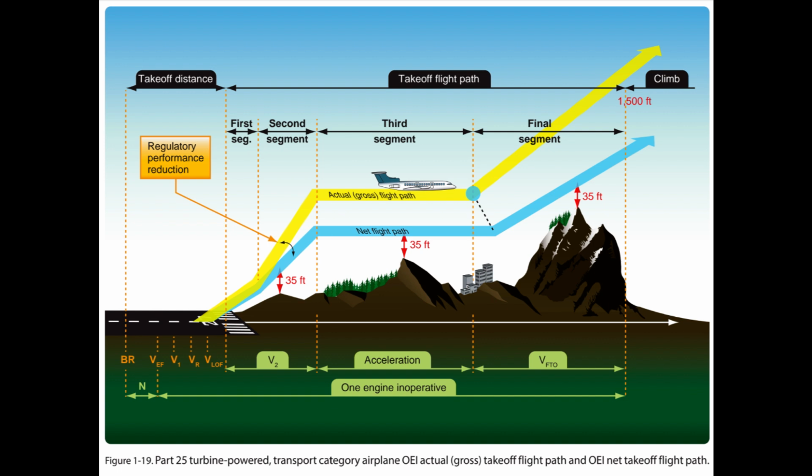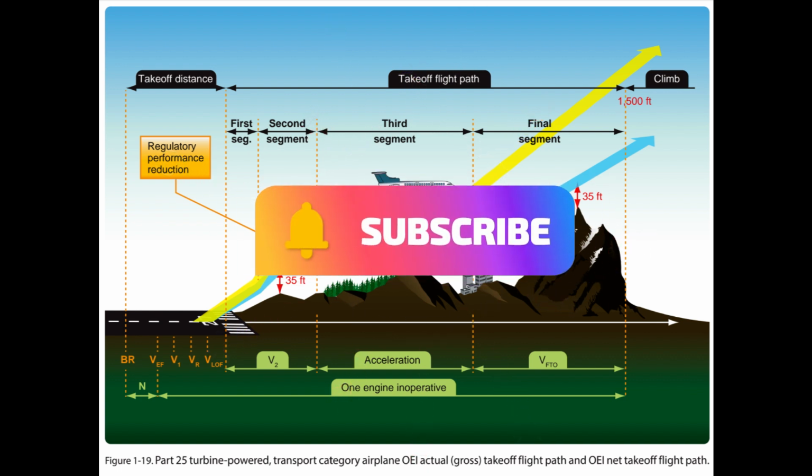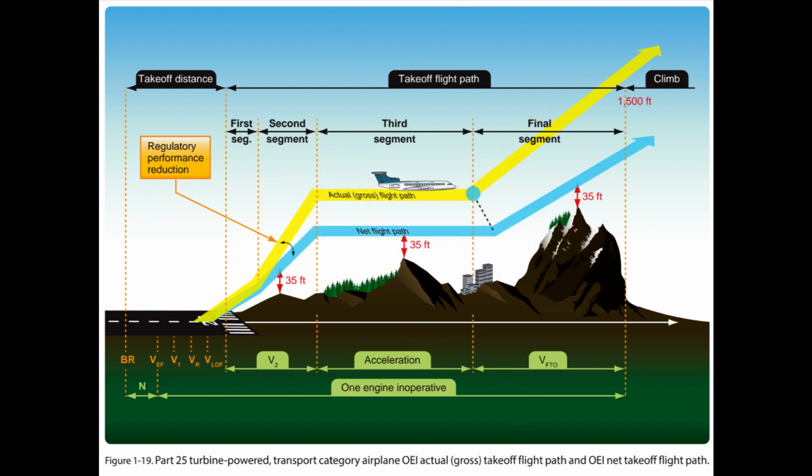Subpart I of Part 121 and Part 135 require that the OEI-net takeoff flight path be at least 35 feet above obstacles that are located within the prescribed lateral distance either side of the flight path. The actual obstacle clearance capability, under optimum conditions after experiencing an engine failure on takeoff, is equal to the difference between gross and net flight path, plus the additional 35 feet. Figure 1.19.